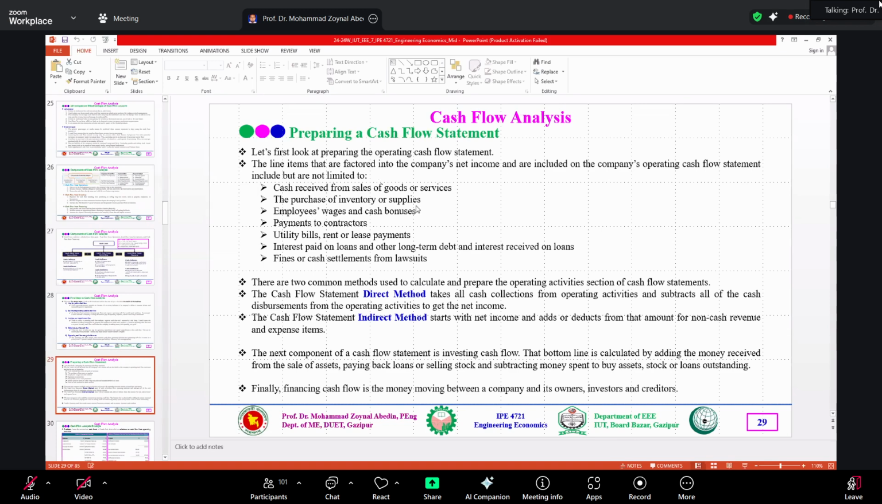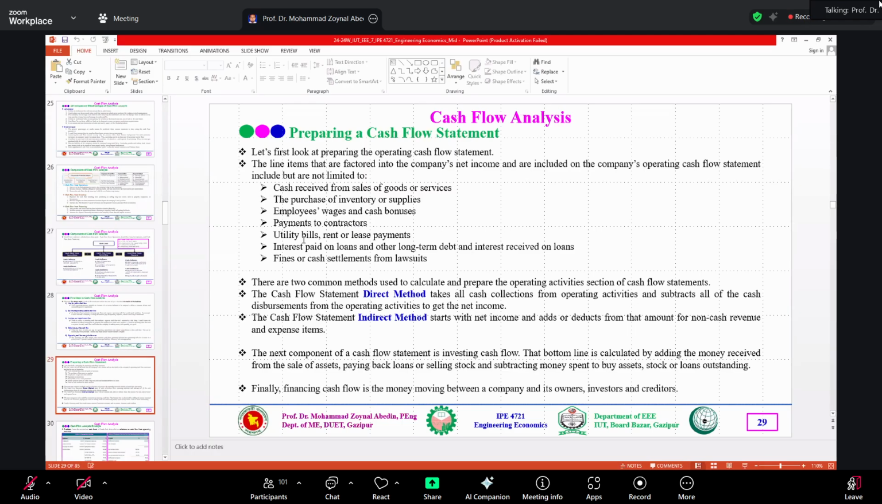The first item is cash received from sales of goods or services. Number two, purchase of inventory or supplies. You can purchase your inventory or some goods. Employees' wages and cash bonuses: you have to give some wages and bonuses to the employees. Sometimes you have to pay the contractors.